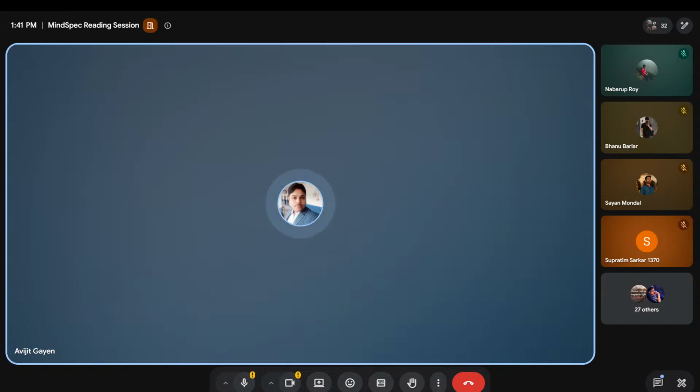Later on it will be there on our MindSpec Research Lab website. You will find their names listed there, along with their contact numbers and email IDs. You can directly reach out to these people and get some help in your research too. So this is an opportunity. Use it and explore what exactly you need to do in your final year.